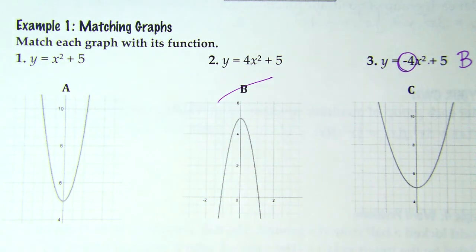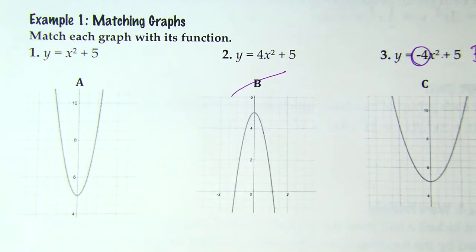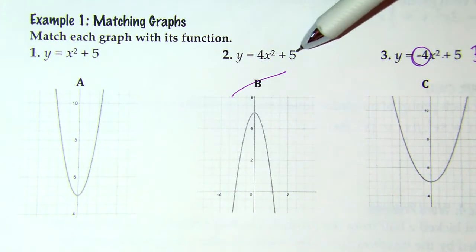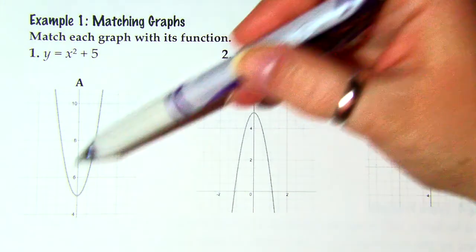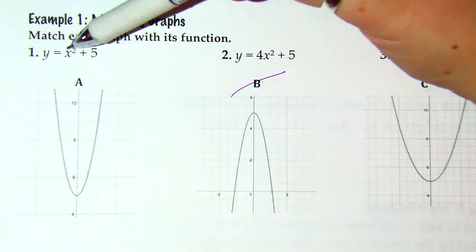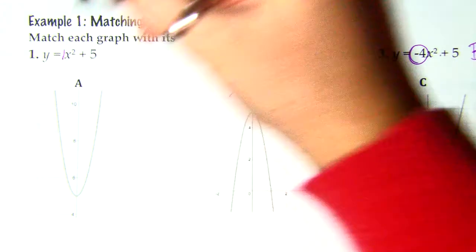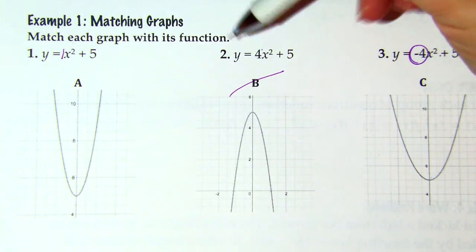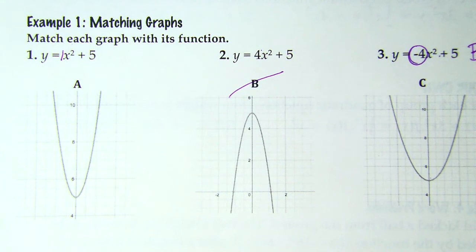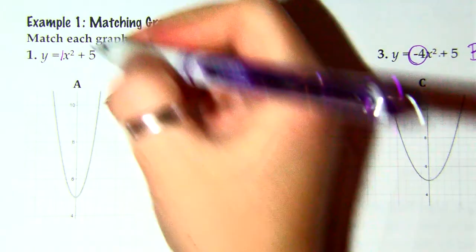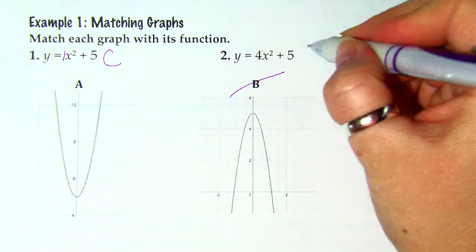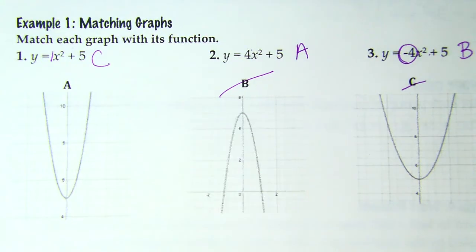Now we have to figure out the other two. So do you see a difference in the two equations? Okay, the 5 is exactly the same, right? So that doesn't help because they both go through 5. But this number in front, this one's a 1, this one's a 4. So remember I said the smaller the number, the what? The wider the graph. So the smaller number here is this equation. So what graph would that go with? C. And then that leaves A for number 2. Any questions on how we match that?